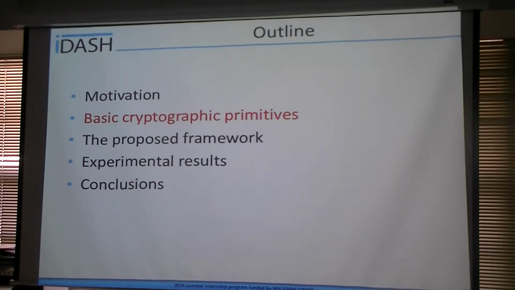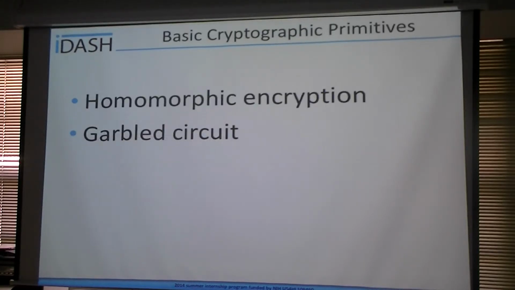The following is the basic cryptographic primitive. The proposed framework is mainly based on two basic cryptographic primitives as shown in this slide. They are Homomorphic Encryption and Garbled Circuit. I will walk you through the details of each primitive in the following few slides.